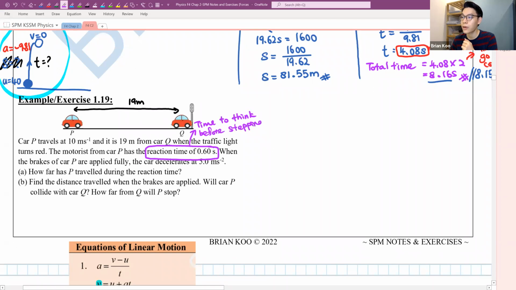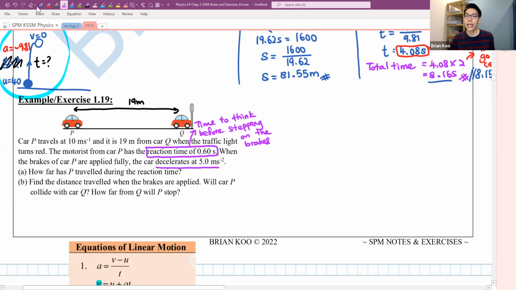Okay, time to think before stepping on the brakes. Reaction time. Nothing related to your chemistry reaction time. No, just the time to think. When the brakes of car P are fully applied, the car starts to decelerate at 5 meters per second squared. So after he thinks, then he steps on the brake and the car will slow down at this deceleration.